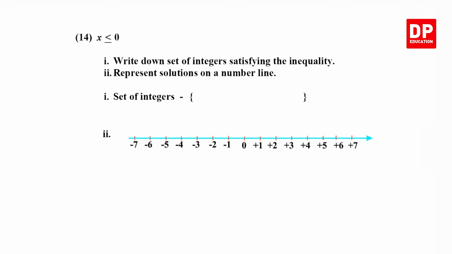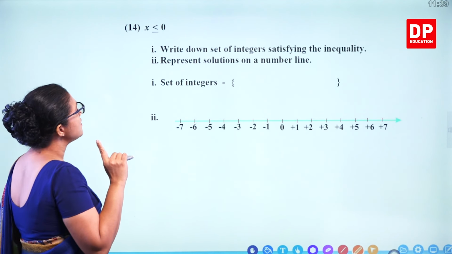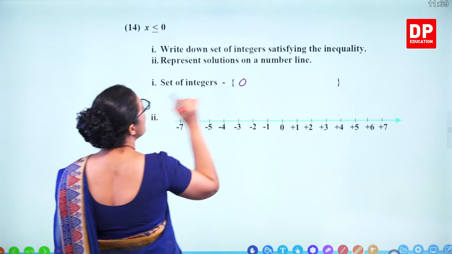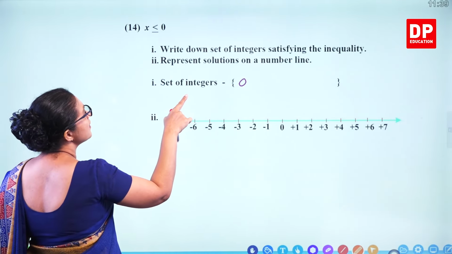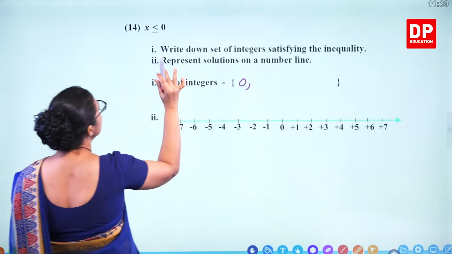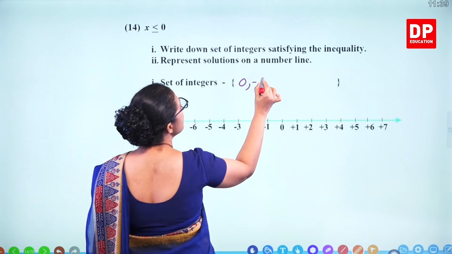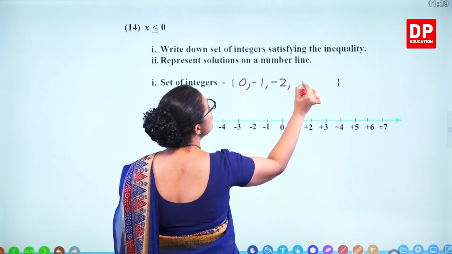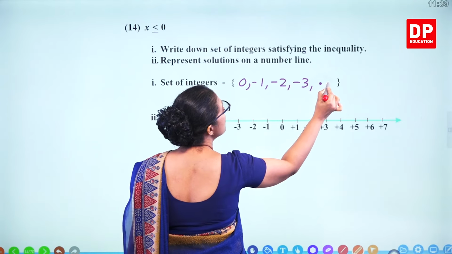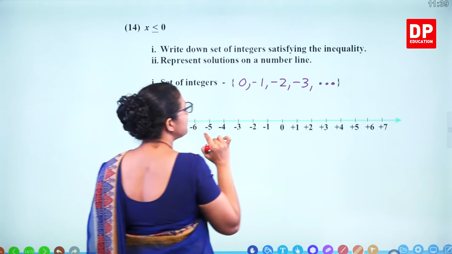x less than or equal to 0. That means 0 is also included. So what are the numbers satisfying this inequality? 0 and any number less than that. -1, -2, -3 like that. You can put 3 dots.